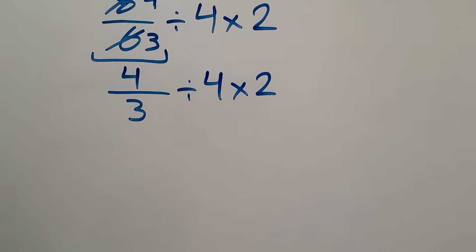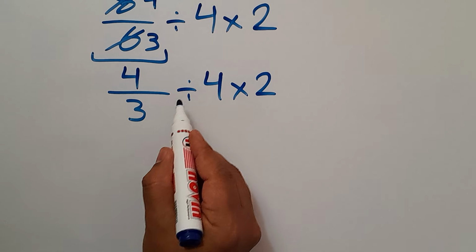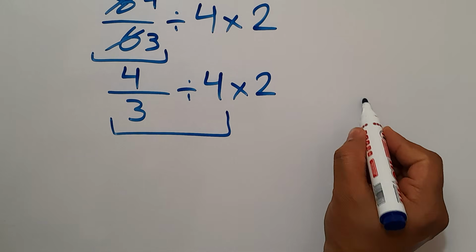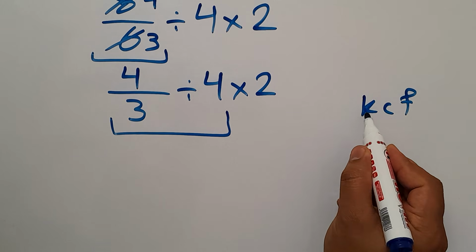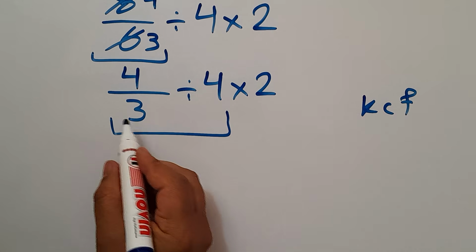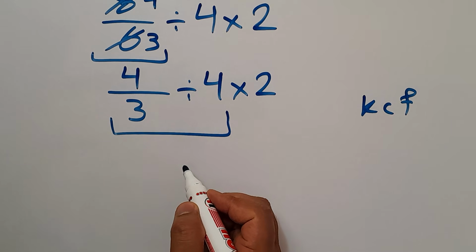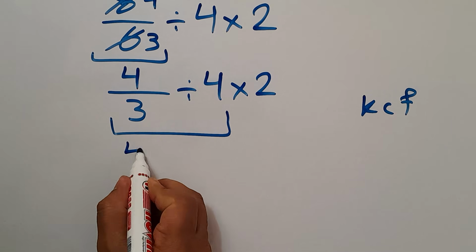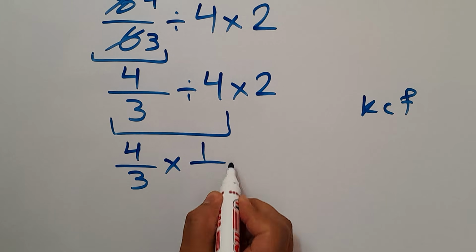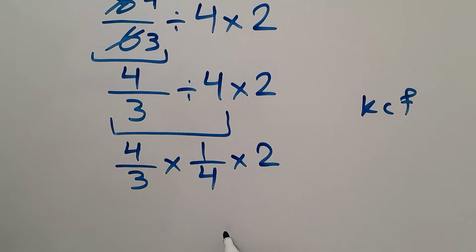Okay, now we have to do this division: 4 over 3 divided by 4. According to the KCF rule, K stands for keep, C stands for change, and F stands for flip. Keep the first fraction, change division to multiplication, and flip the second fraction.